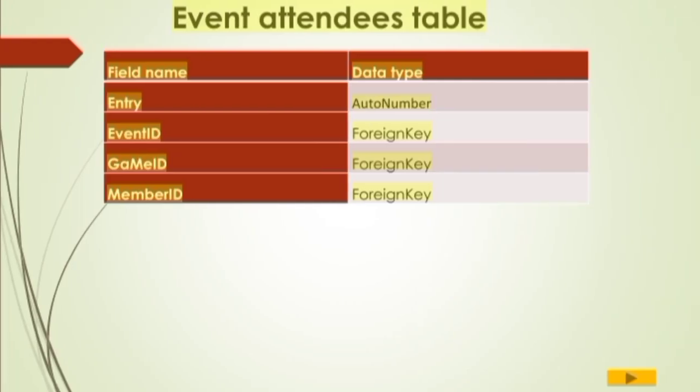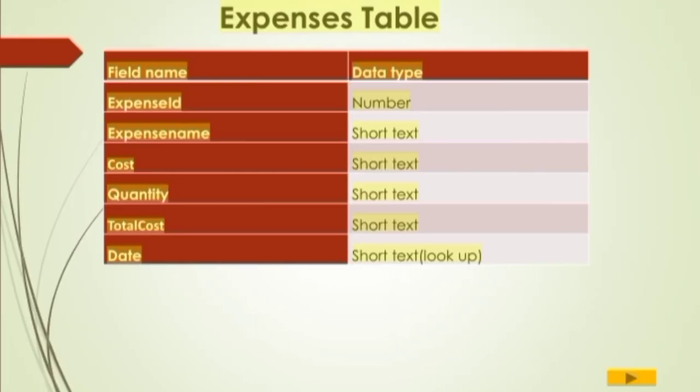Event attendees table. Field name, data type. Entry, auto number. Event ID, foreign key. Game ID, foreign key. Member ID, foreign key. Expenses table. Field name, data type. Expense ID, number. Expense name, short text. Cost, short text. Quantity, short text. Total cost, short text. Date, short text lookup.